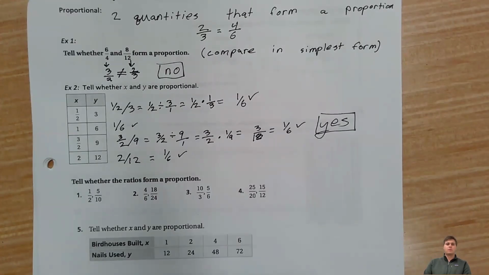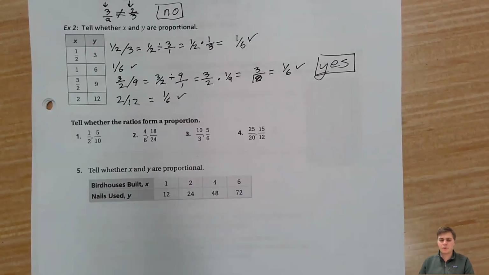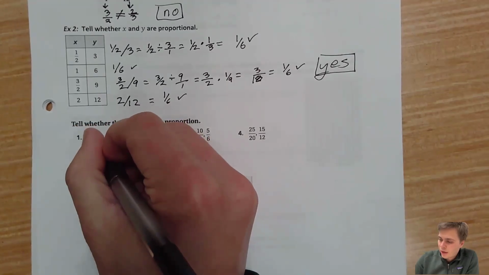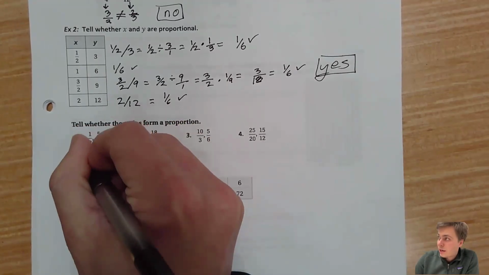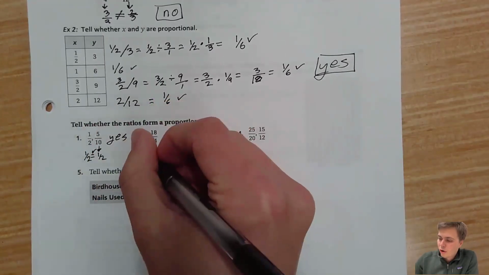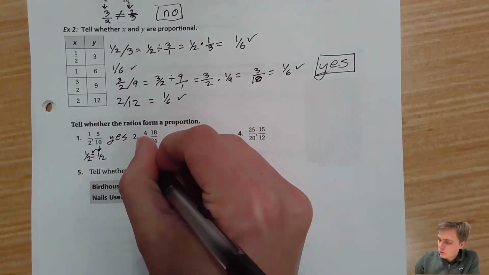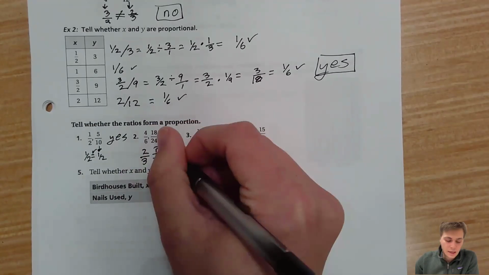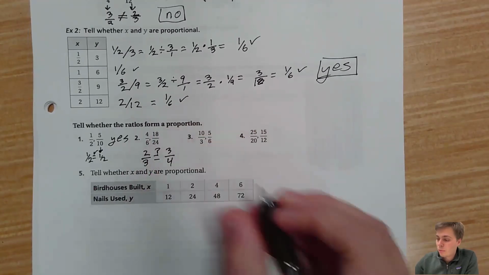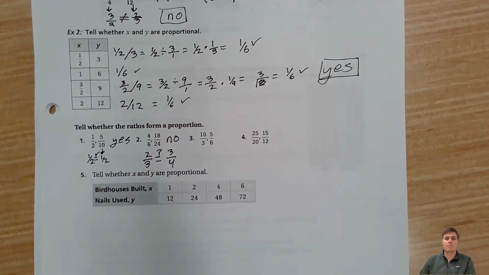All right. Now, let's do a few more here. Then we'll flip to one other new little thing. All right. Tell whether ratios form a proportion. I want you to do this on your own here, and then we'll come back, but let's simplify this stuff down. 5/10 is 1/2. Does 1/2 equal 1/2? Yes, it's a proportion. 4 over 6 simplifies down to 2/3. Does that equal 18 over 24, which simplifies down to 3/4? Nope. No, it is not a proportion.